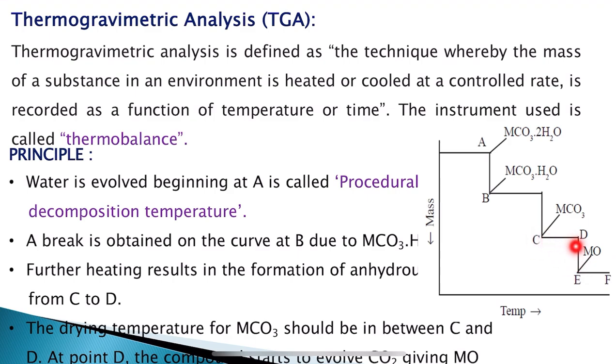And next, this is the drying temperature of the MCO3, where the carbon dioxide is going to get evolved. So, that is why this is metal oxide. This is the thermal stability of metal oxide. The curve is quantitative in that calculations can be made to determine the stoichiometry of the compound at a given temperature. Okay. So, this is how we explain the principle of thermogravimetric analysis.